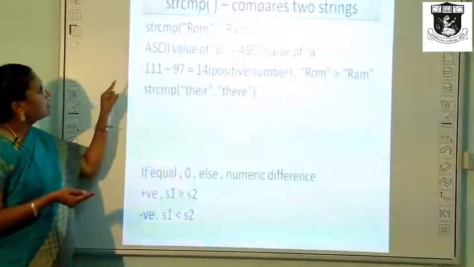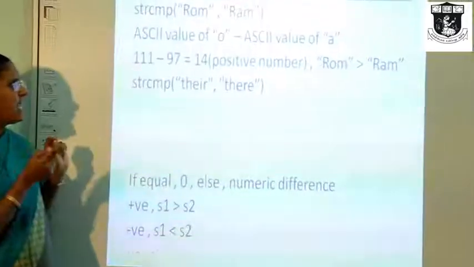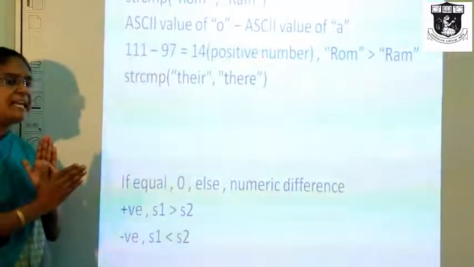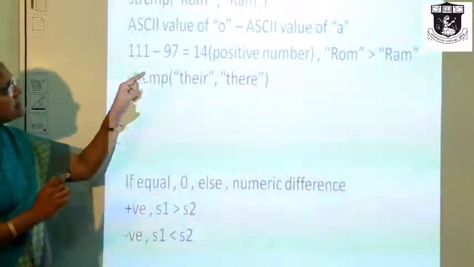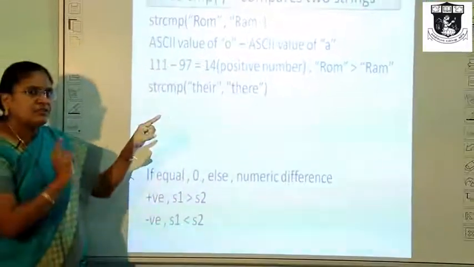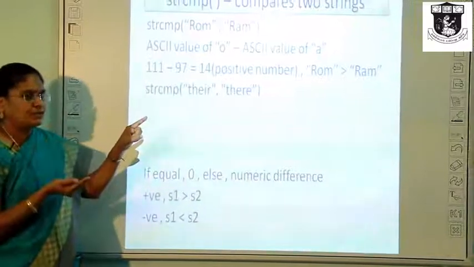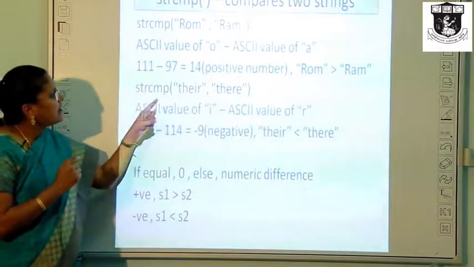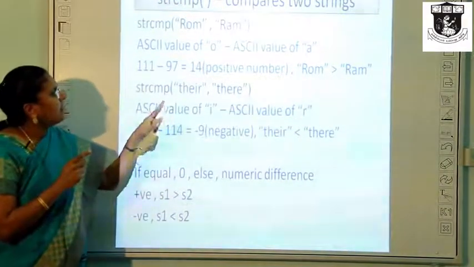For O it is 111, minus A, which is 97, you get 14, which is a positive number, which indicates that ROM is greater than RAM. So string 1 is greater than string 2.